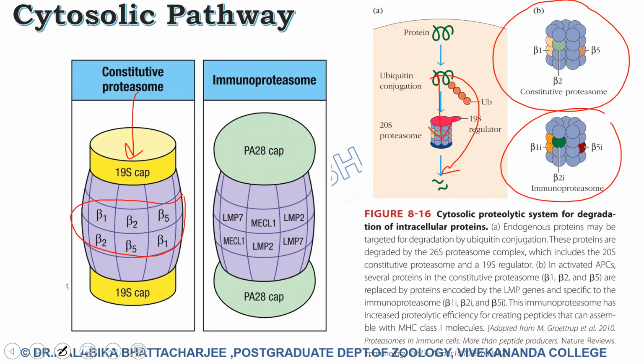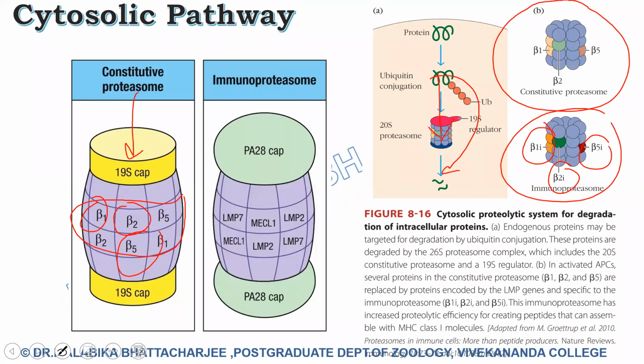But in activated antigen presenting cells, where the cells have been activated by a microbe challenge and the immune system is already active, the constitutive proteasome's 3 subunits, beta 1, beta 2, and beta 5, are replaced by another category of subunits, as you can see, beta 1i, beta 2i, and beta 5i.